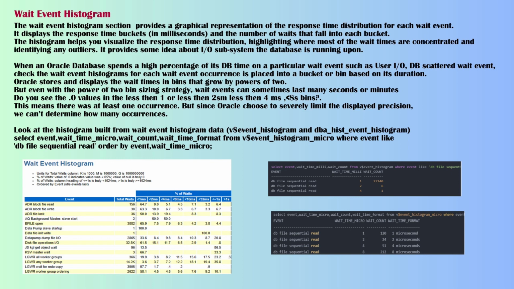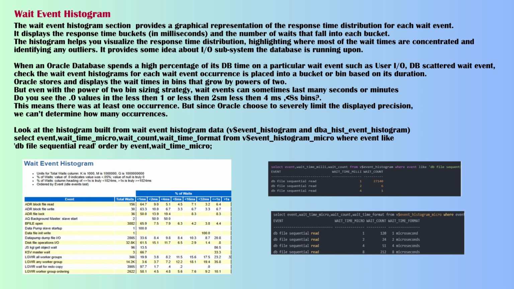When an Oracle database spends a high percentage of its DB time on a particular wait event, such as the user I/O db file scattered read wait event, check the wait event histograms. Each wait event occurrence is placed into a bucket or bin based on its duration. Oracle stores and displays the wait times in bins that grow by powers of 2. But even with the power of 2 bin sizing strategy, wait events can sometimes last many seconds or minutes.